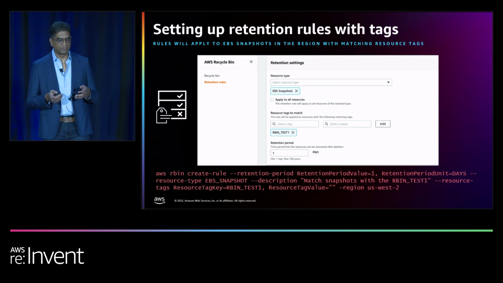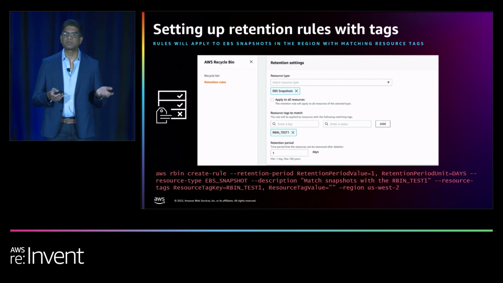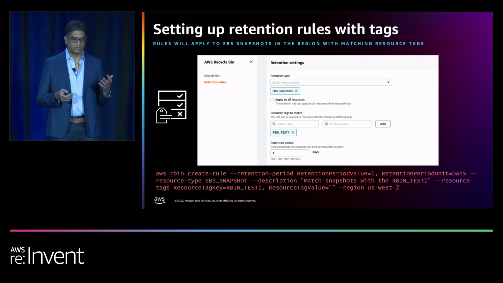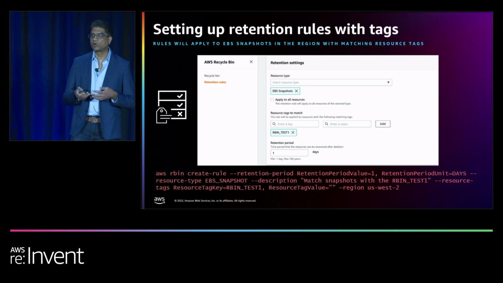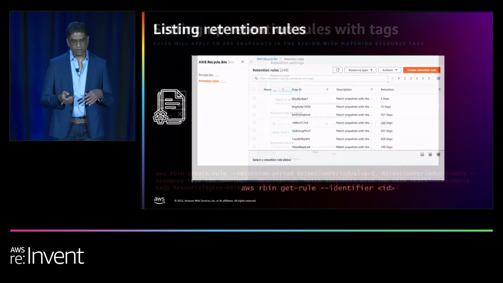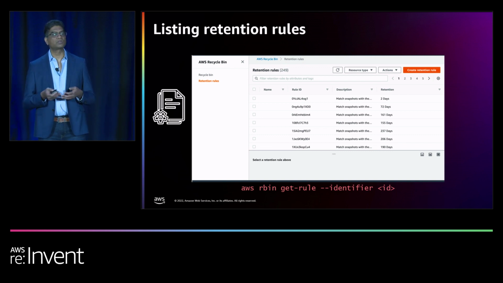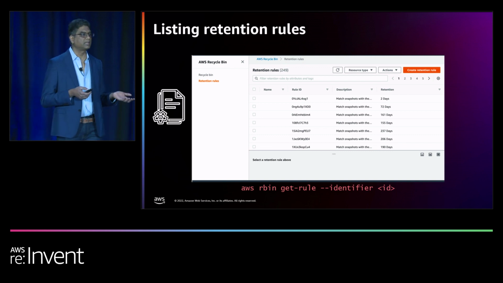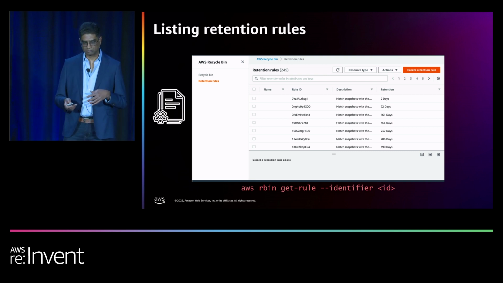In case of a tag level rule, this is an example of a tag level rule. Here I'm trying to protect snapshots with the tag rbin test1 because I only care about protecting those snapshots with that particular tag, and I want to retain them for a period of 1 day. Again, I can create these same rules using CLI as well. Now, once I've created these rules, I can list the rules obviously in the console, but if you wanted to list the rules using CLI, you'll have to use the list rule command or the get rule API to get more details about each of these rules.